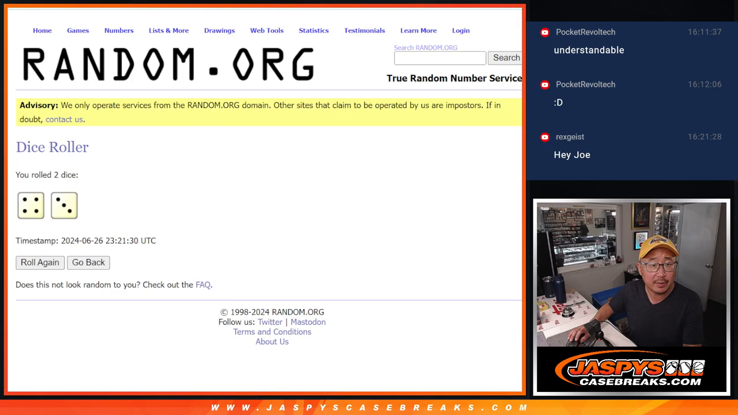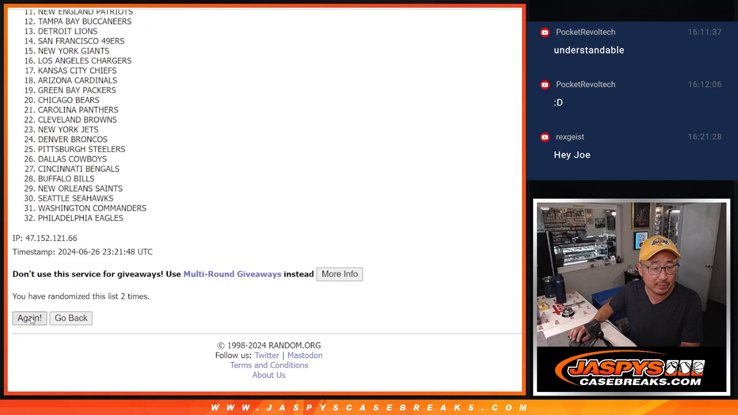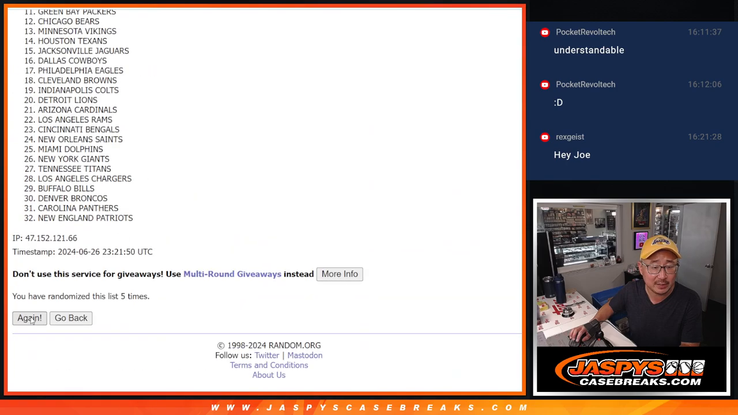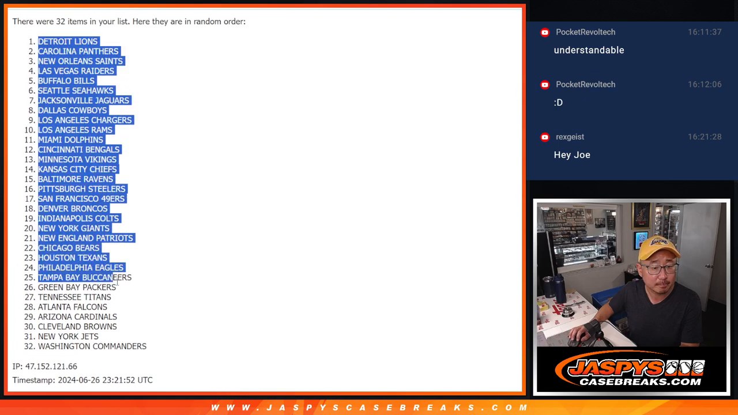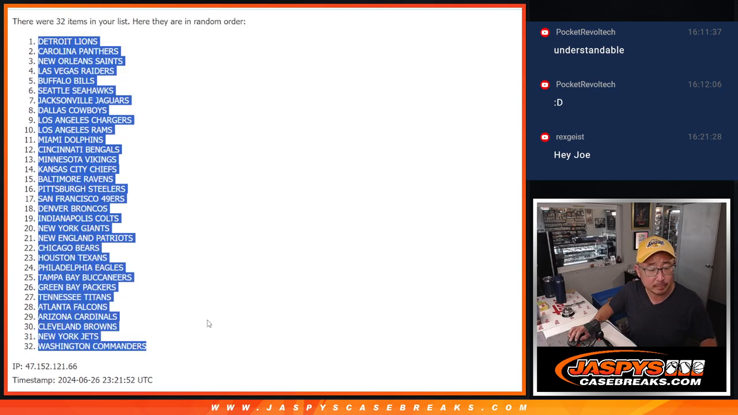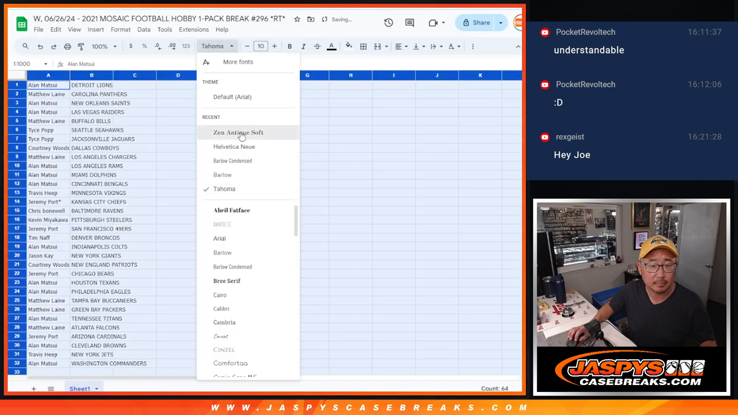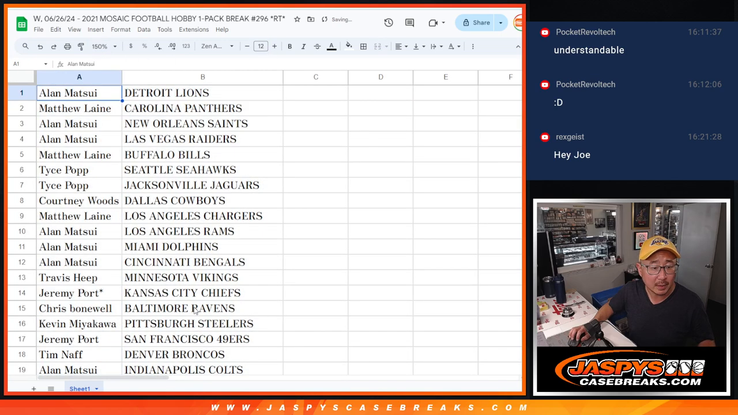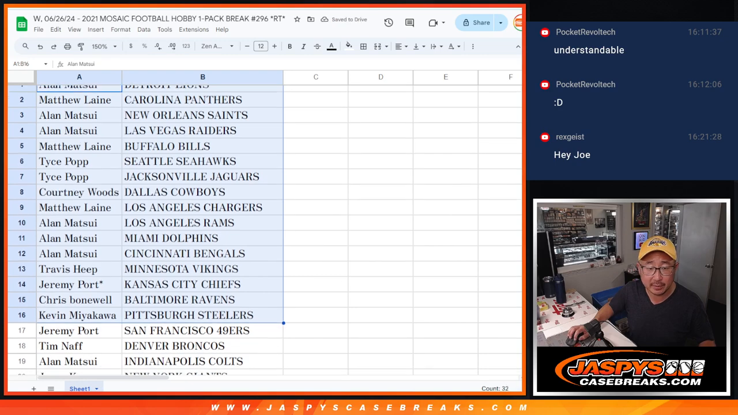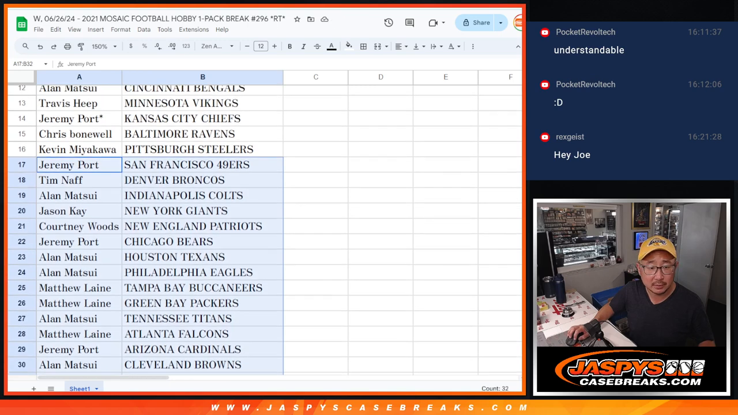And let's put that there. A 4 and a 3, 7 times for the teams. 1, 2, 3, 4, 5, 6, and 7th and final time. All right, here's the first half of the list right there, and the second half of the list right over there. No trades.